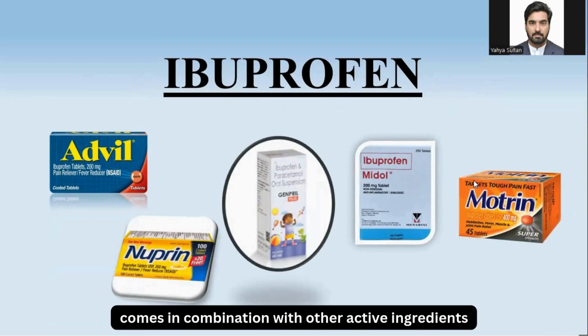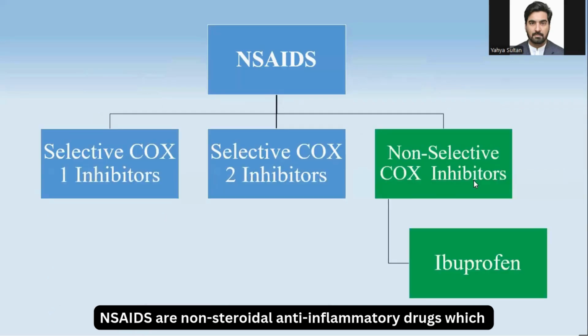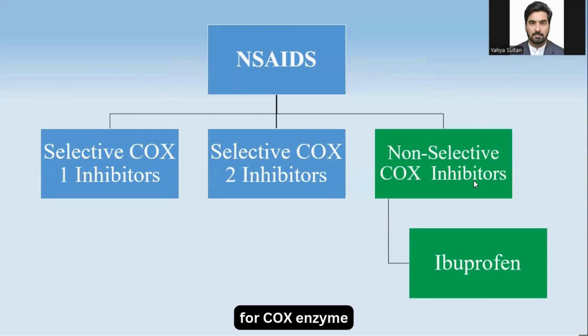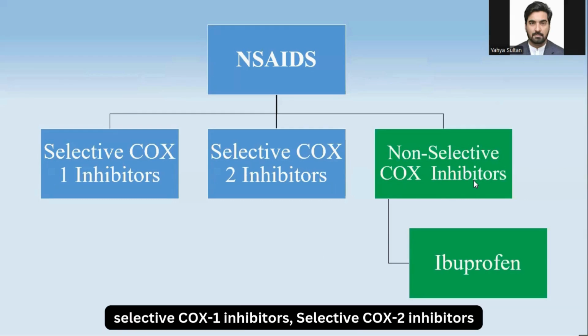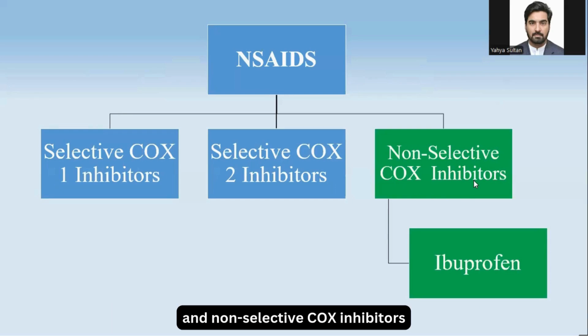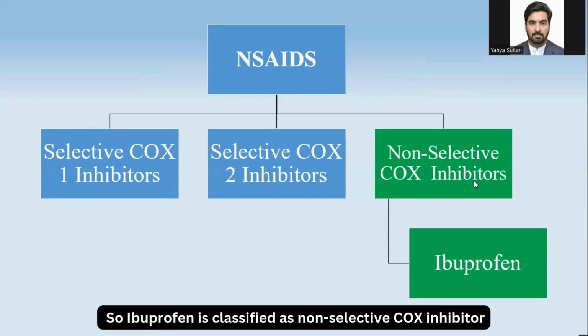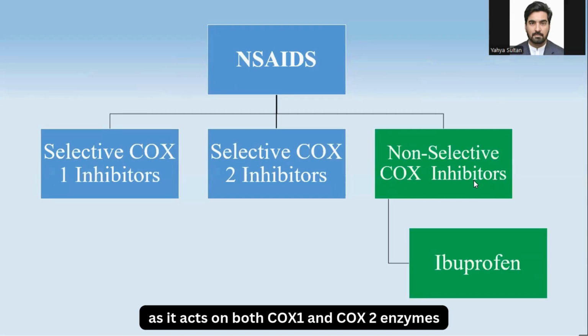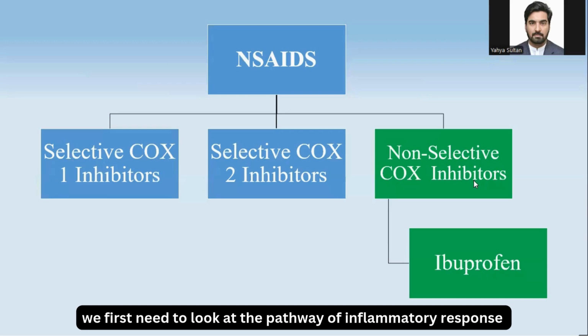with other active ingredients. NSAIDs are non-steroidal anti-inflammatory drugs which are divided into three main groups based on their selectivity for COX enzyme: selective COX-1 inhibitors, selective COX-2 inhibitors, and non-selective COX inhibitors. So ibuprofen is classified as non-selective COX inhibitor as it acts on both COX-1 and COX-2 enzyme, which will be discussed in upcoming slides.